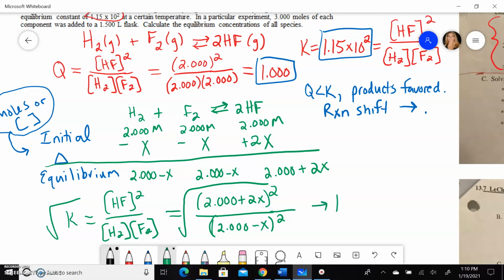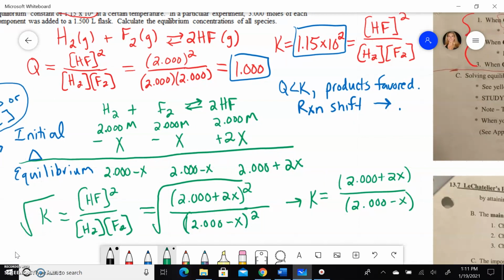And so now we have K equals this. And I forgot to plug in, but we know what K, the number, is, so we don't need to use K anymore. We can just substitute the number. And now it becomes one big algebra problem.